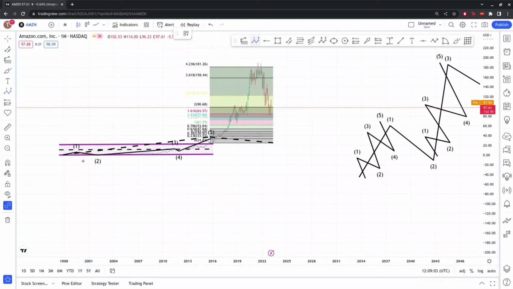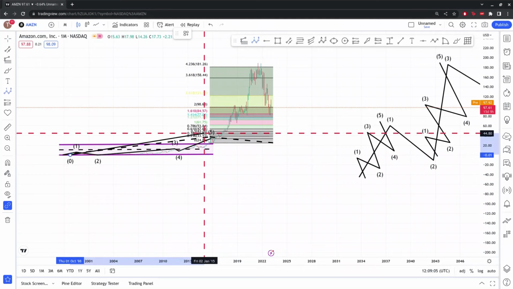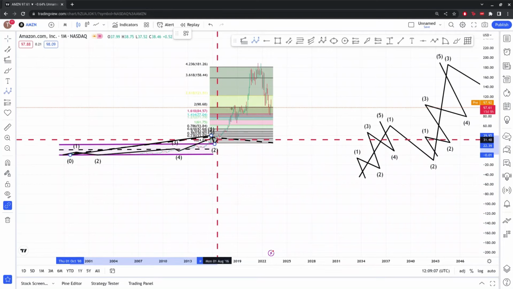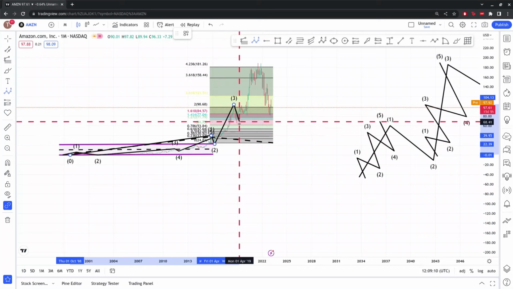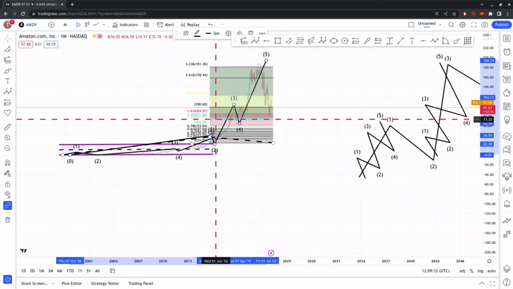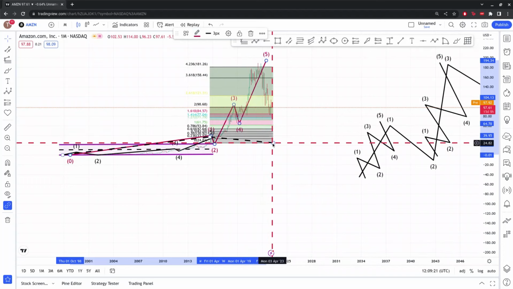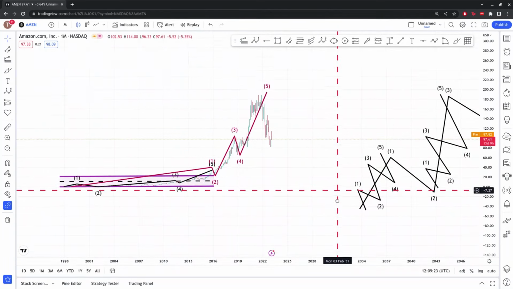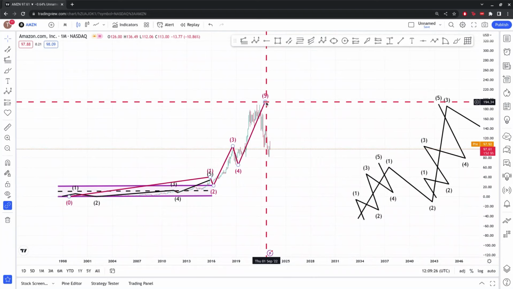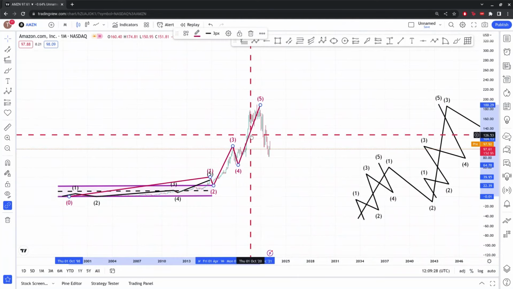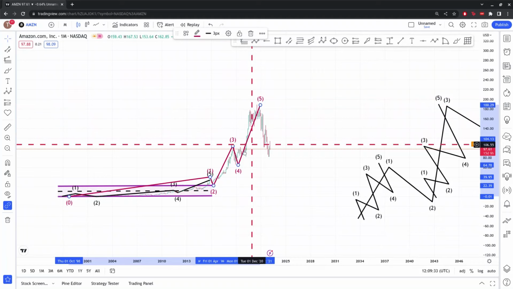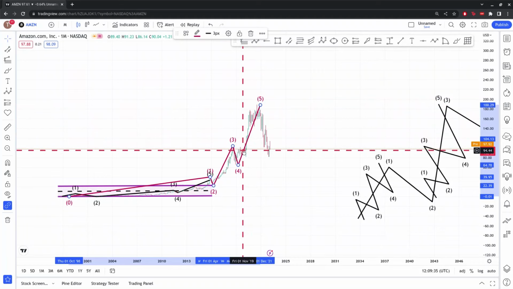So I should get my drawing tool and draw everything. This is the first wave, the second wave, the third wave, the fourth wave, and this is the 5th wave. Let me put this in a different color, like this color. And now this is the 5th wave. So guys, our center of focus should be on this 5th wave, because at the end of this 5th wave, what comes next could either be a retracement or a reversal.